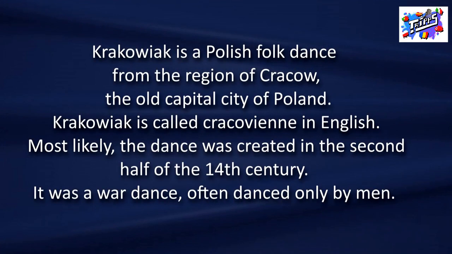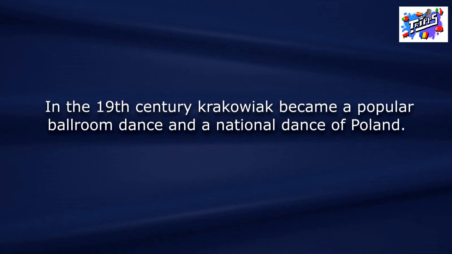Krakowiak is a Polish folk dance from the region of Kraków, the old capital city of Poland. Krakowiak is called Cracovienne in English. Most likely the dance was created in the second half of the 14th century. It was a war dance, often danced only by men. In the 19th century, Krakowiak became a popular ballroom dance and a national dance of Poland.